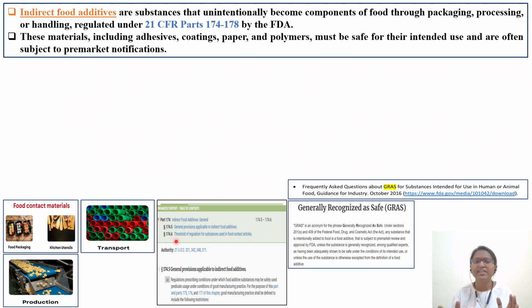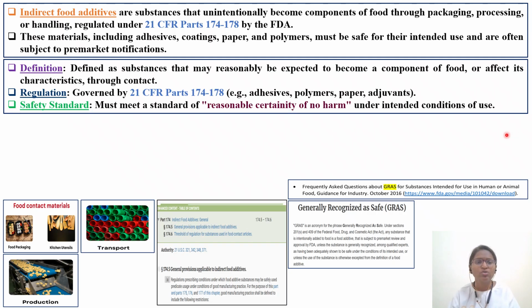Please read in detail. One slide I cannot cover everything, so go and read about 21 CFR parts 174 to 178. Next we will see these materials, indirect food additives. Examples are adhesives, coatings, papers, polymers. They must be safe for their intended use and are often subjected to, this is important, pre-market notification.